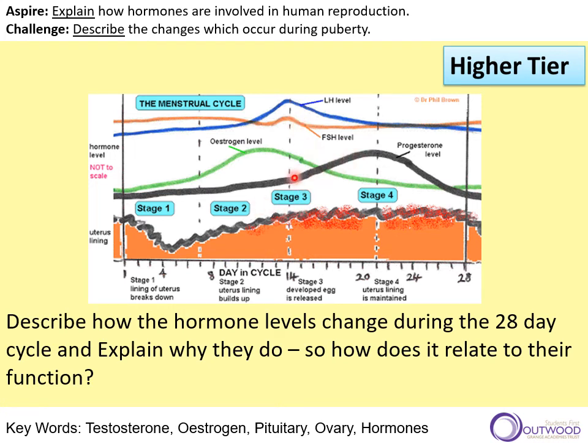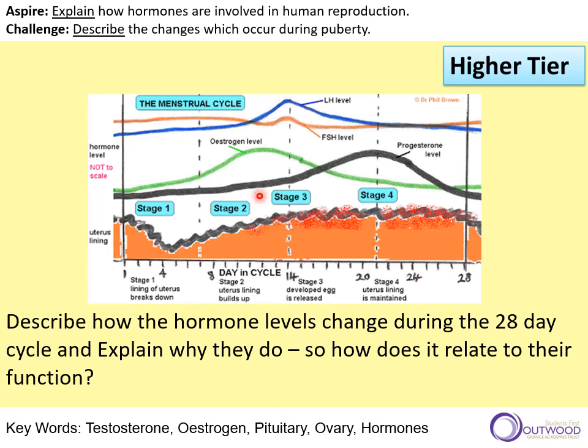Stage 3 is when the developed egg is being released around day 14. Stage 4, the uterus lining is maintained just in case fertilization occurs. Remember, the word fertilization means when an egg and a sperm come together. And then obviously we move to 28, which is effectively day 1. Remember, not every cycle is 28 days, so I do appreciate that. So what do you need to be able to do in the higher tier in particular? Basically, you need to talk about why certain levels increase at certain times, but you need to relate it to the roles.